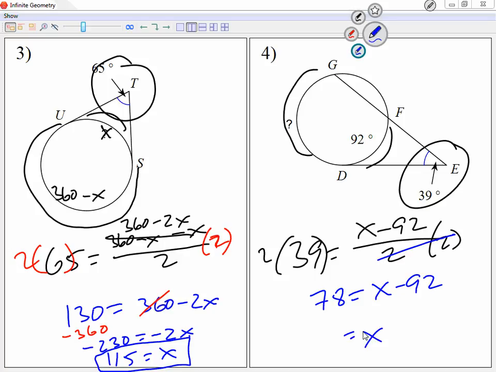What's x? 170. Nice. But all right, any questions from the front? No?